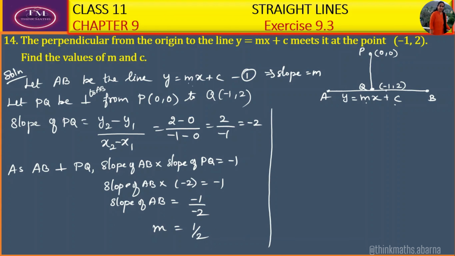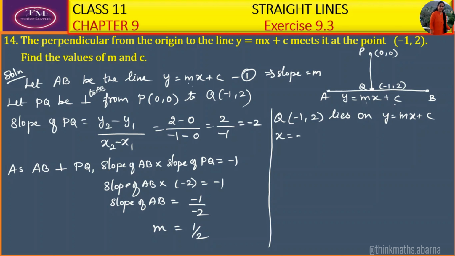Now look at this line AB. In this line there is a point Q. So therefore Q of minus 1 comma 2 lies on y is equal to mx plus c. If it lies on this line, this point will satisfy this equation. That means x will be equal to minus 1 and y will be equal to 2. Already we have the value of m. Substituting all these values, we can find out c.